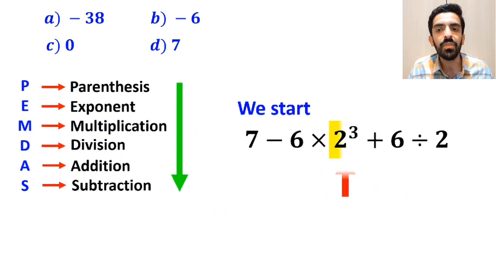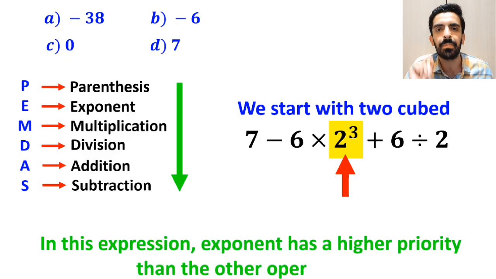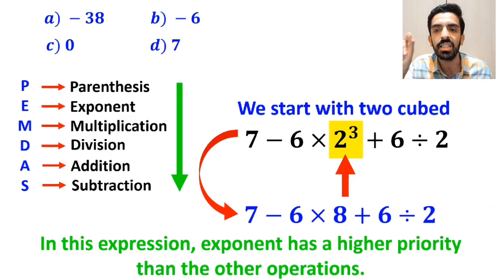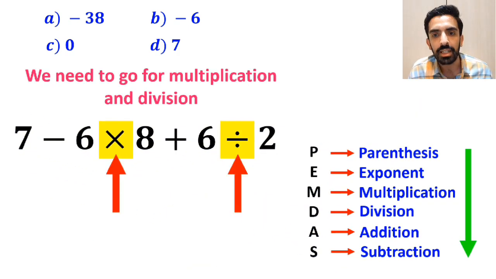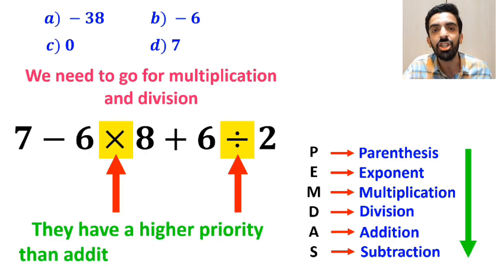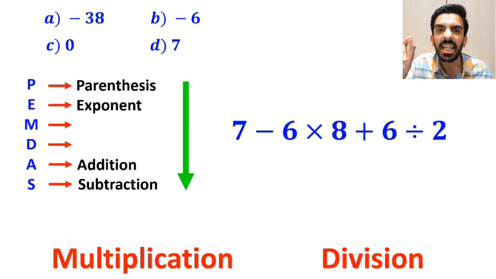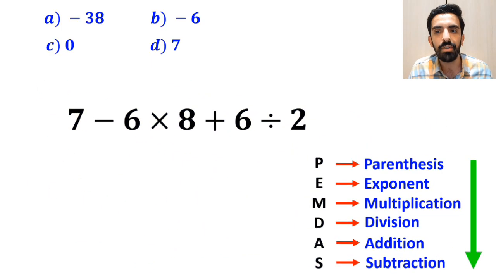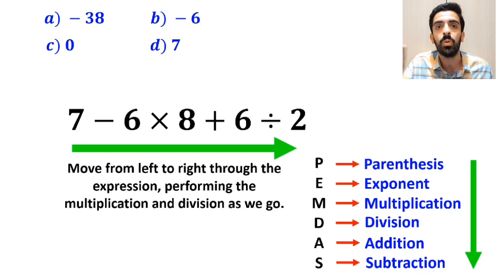Alright, first we start with 2 cubed, because in this expression, exponent has a higher priority than the other operations. So, instead of the original expression, we can write 7 minus 6 times 8 plus 6 divided by 2. And the next step, we need to go for multiplication and division, since they have a higher priority than addition and subtraction. However, it's very important to note that multiplication and division have the same level of priority. And all we need to do here is to move from left to right through the expression, performing the multiplication and division as we go.